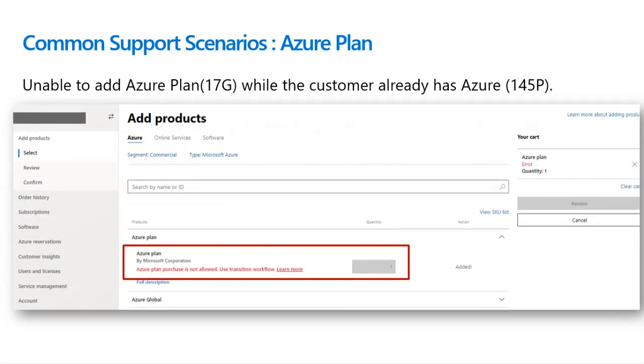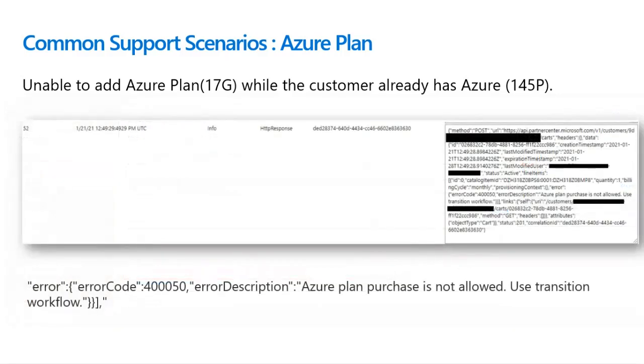This is how Partner Center will show you an error if you try to add 17G on a customer's tenant who already has 145p. Here's a quick look from the POC file during such scenarios. The error message states: Azure Plan purchase is not allowed, use transition workflow.